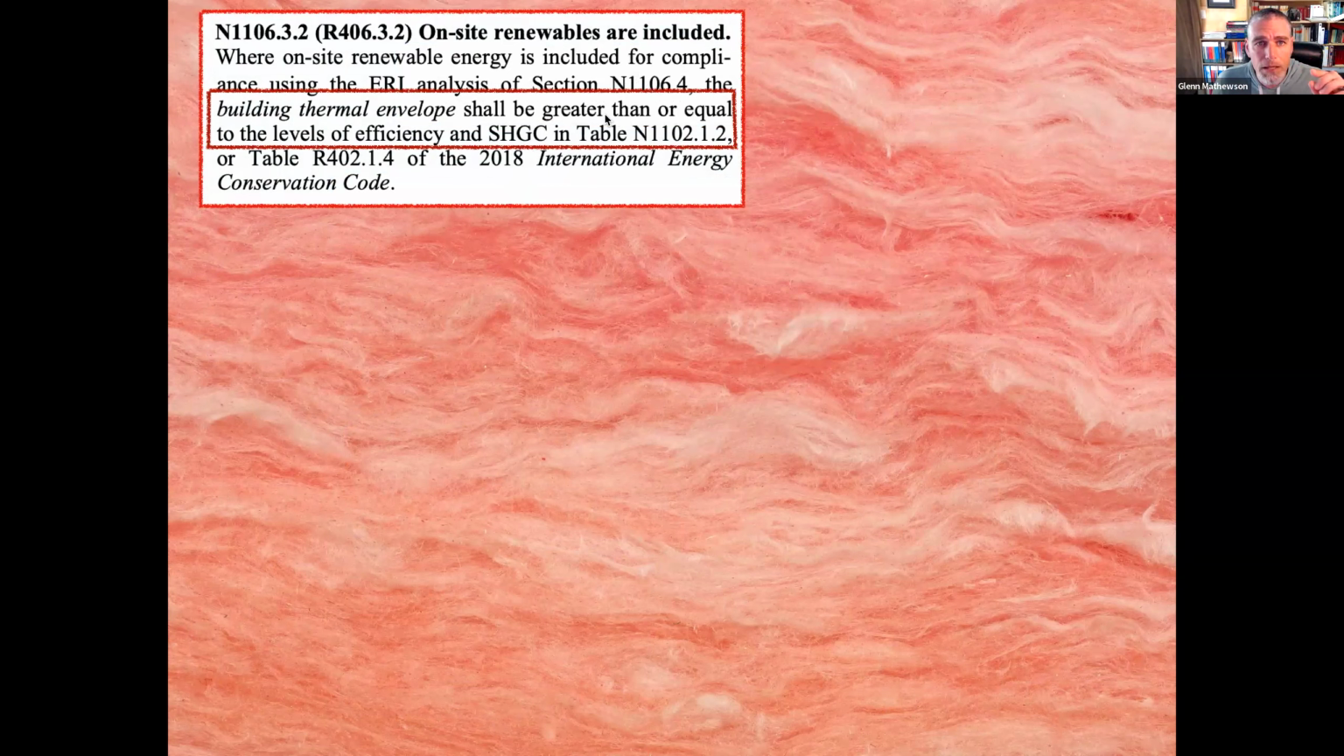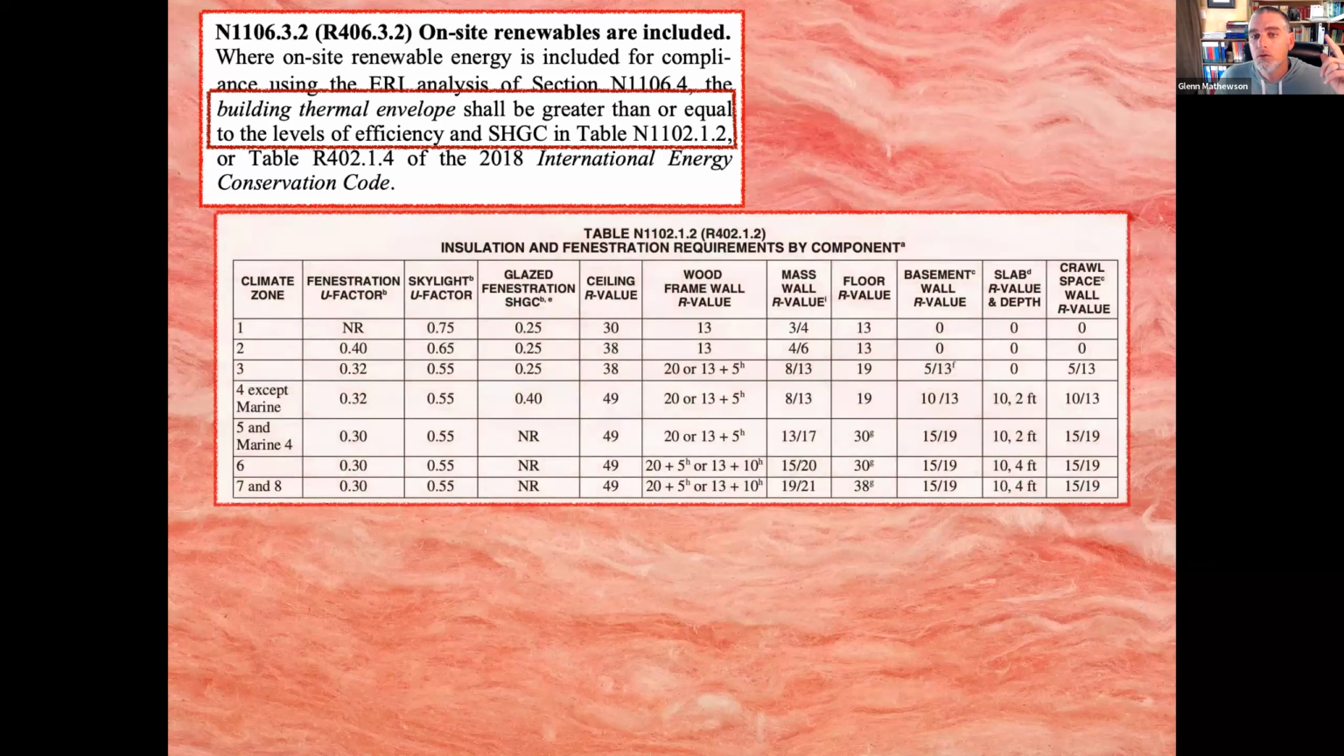You've got to be either greater than or equal to the levels of efficiency in this table from the 2018 Energy Conservation Code. I told you there was a big jump from 18 to 21. So this says, all right, if you're going to use solar, you can reduce some of the insulation values in the 21 code, but you can't go lower than the 2018.